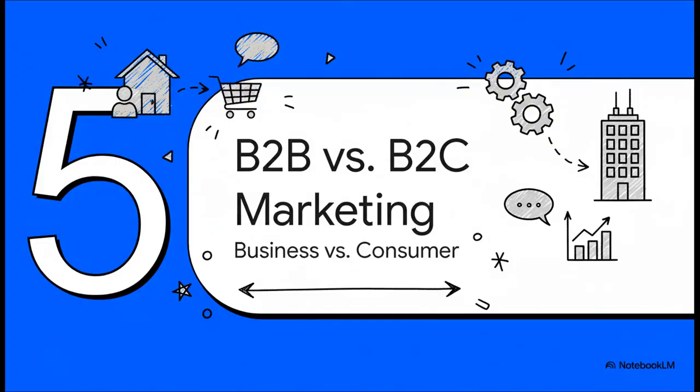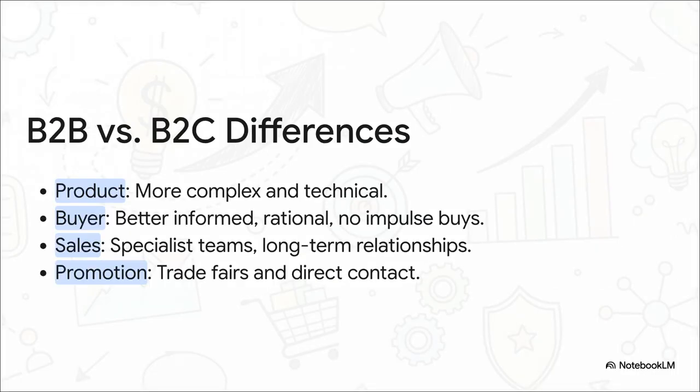So far, we've mostly been talking about marketing to individual people like you and me, which is called B2C. Now let's look at the other side of the coin, business to business, or B2B marketing. The main takeaway here is that selling to a business is just a fundamentally different game than selling to a consumer. A B2B sale, like, say, selling engine components to a car maker, involves products that are way more complex and technical. The buyer is a professional who makes rational, logical decisions, not emotional impulse buys. The whole sales process takes longer, it often involves negotiation, and it relies on building long-term relationships through expert sales teams and industry events like trade fairs, not flashy TV ads.